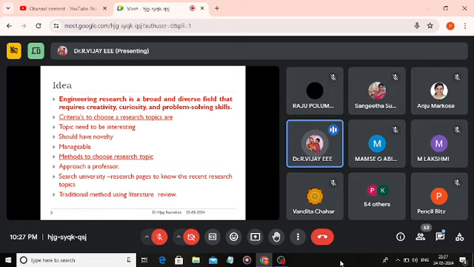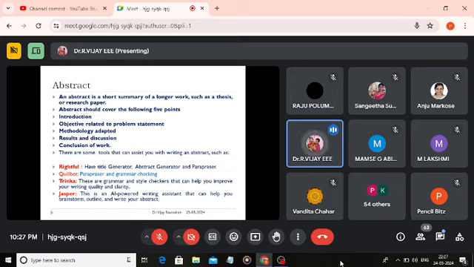That can be searched by university or recent research topics. That is what is mentioned in the next point: the traditional method using literature survey. We have already discussed many things about the abstract. The abstract should cover the following points. It must introduce your proposed work. It should give the objective of the problem statement, the methodology that you have adopted, a point on results and discussion, and conclude or summarize your work findings in the abstract.